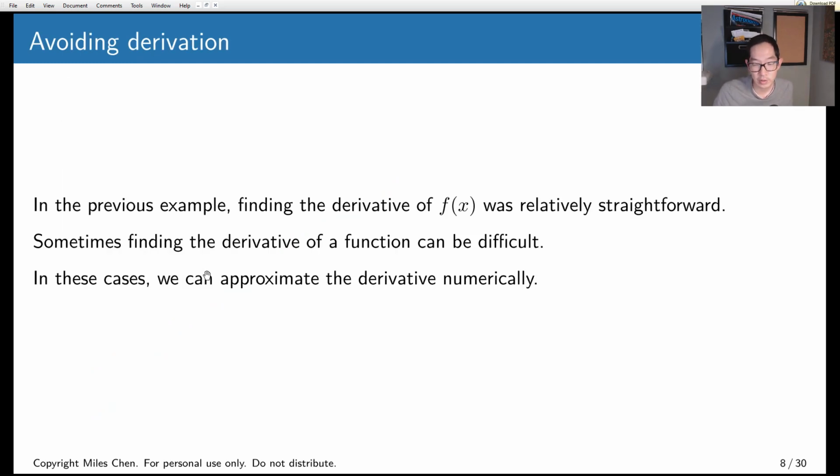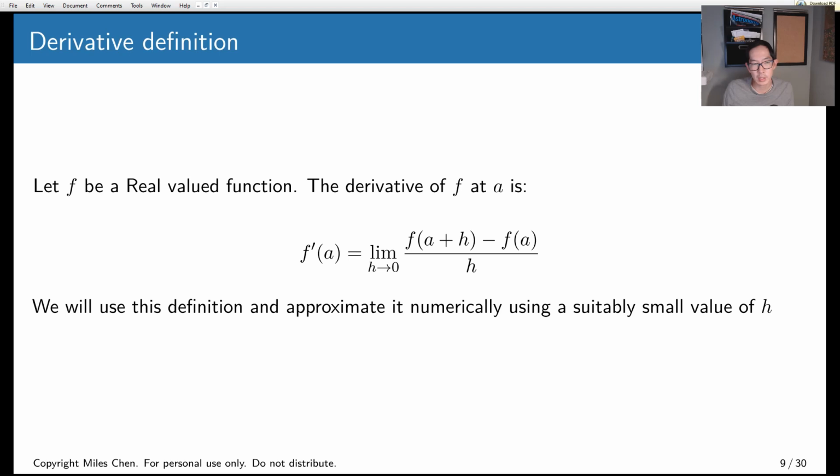So figuring out the derivative of that function was straightforward, but sometimes figuring out the derivative of the function can be difficult. In those cases, we can approximate the derivative. We basically just use the definition of the derivative to figure out how we're going to approximate it. The definition of the derivative is that you calculate the value of the function at some point a, and then you add a tiny little h to it.